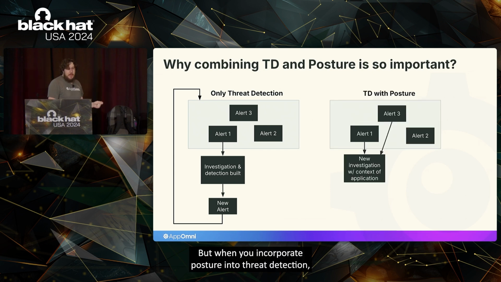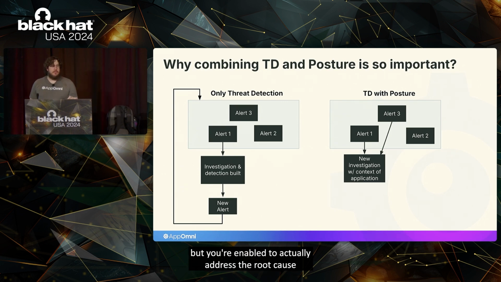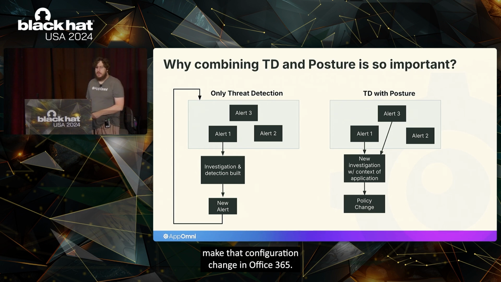But when you incorporate posture into threat detection, then you actually have not just context of the application, but you're able to actually address the root cause of the threats of the application. Make that policy change in Okta. Make that configuration change in Office 365.